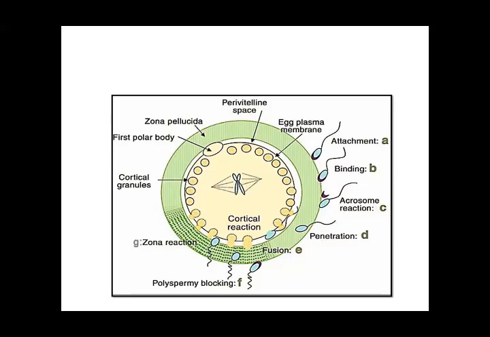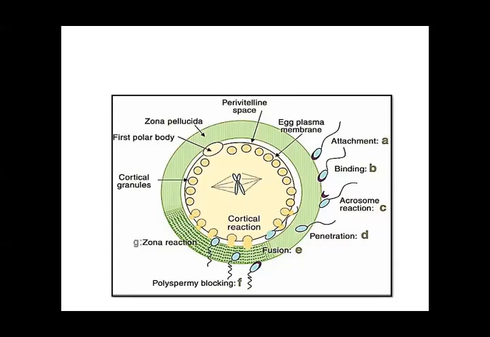If you see that they are released, they make the changes. It starts with the zona reaction, and then they prevent the rest of the sperms from entering. So you can see they are stopped and polyspermy is blocked. And then this was the first polar body, and then the two are going to meet, the second meiotic division is going to complete, and then the zygote is formed.